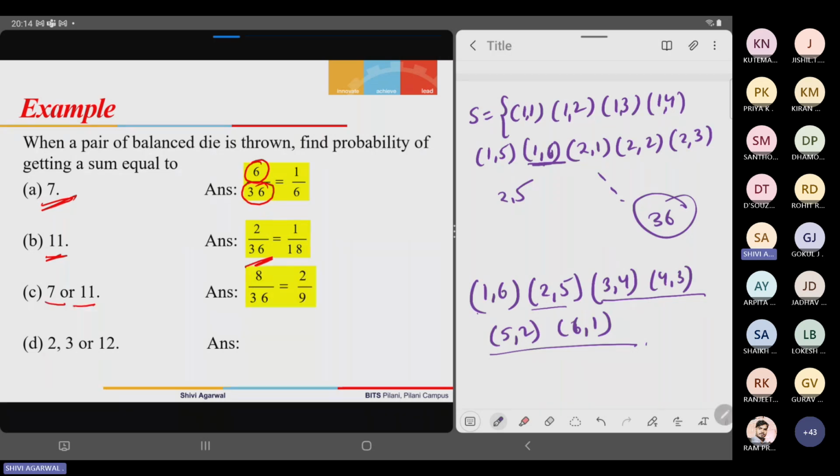Now 7 or 8, both. So 6 plus... 2 by 36. Okay, 2, 3 or 12. So all the options we have to consider, so it is 4 by 36. That is only 1 by 9. Now you get it?